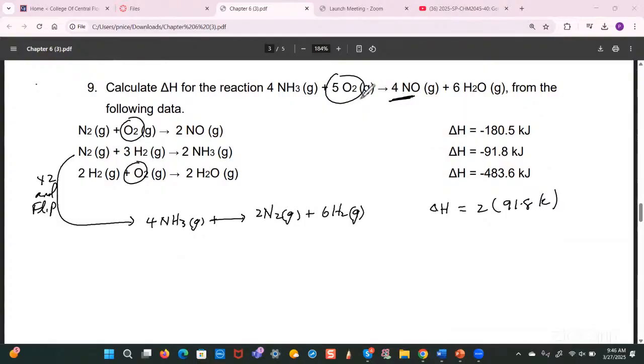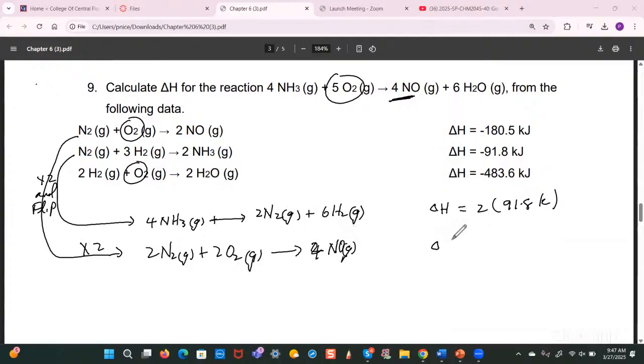Because we have 4 NOs here, what do you think you need to do to this equation? Because this equation has NO here on the right, and there are 2 of them, and we have 4 NO on the right here. So what do you think you need to do to this equation? Multiply by 2. So you're going to end up with 2N2 gas plus 2O2 gas to give 4NO gas. And delta H for that is what? 2 times minus 180.5 kilojoules. Very good.